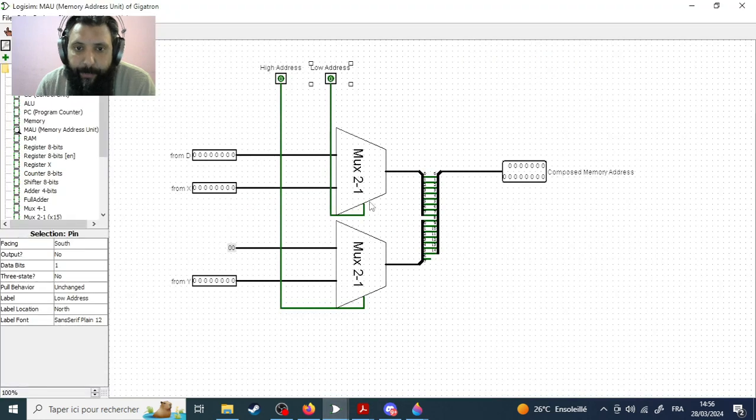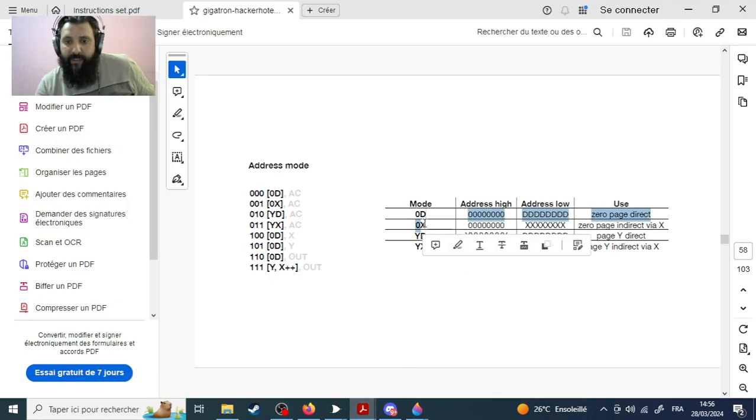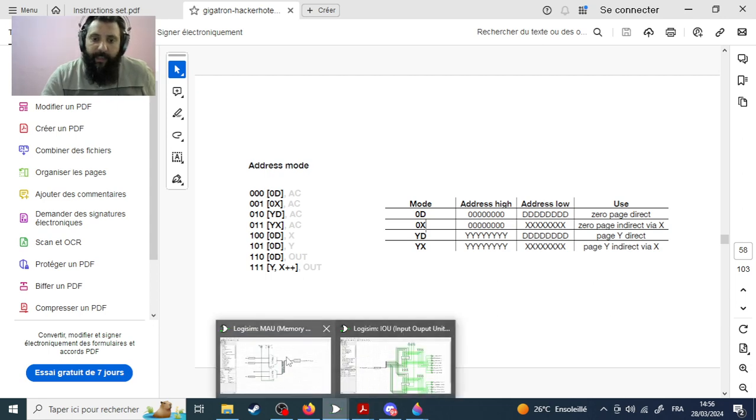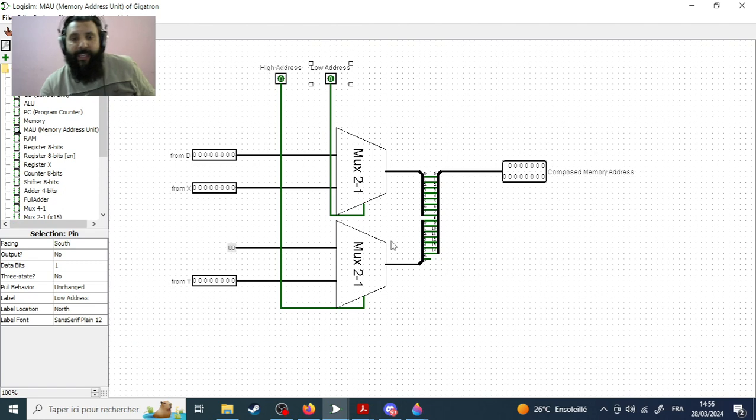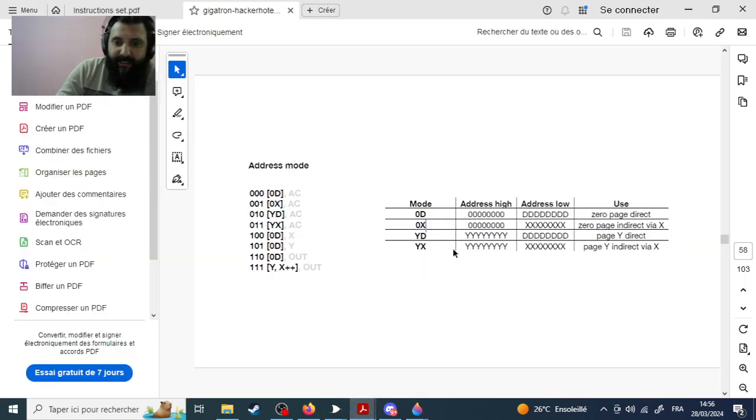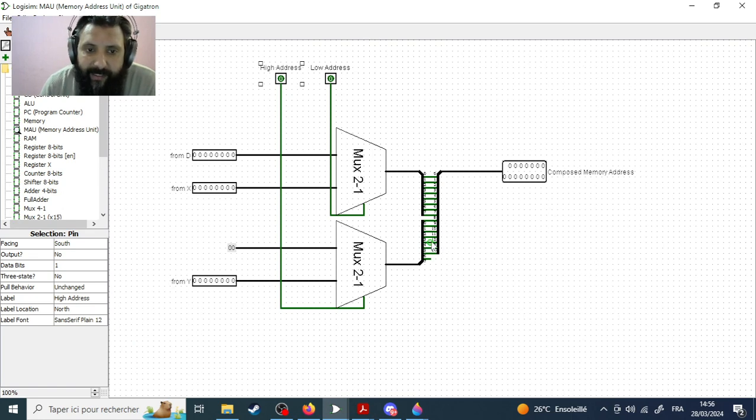If we put 0 1, 1 will choose X for the first multiplexer, and 0 for the high, so we get the 0X mode. Okay, let's continue. If we put 1 0, 1 here and 0 here, we get YD. And if we put 1 1, we get YX. Okay, this is good.